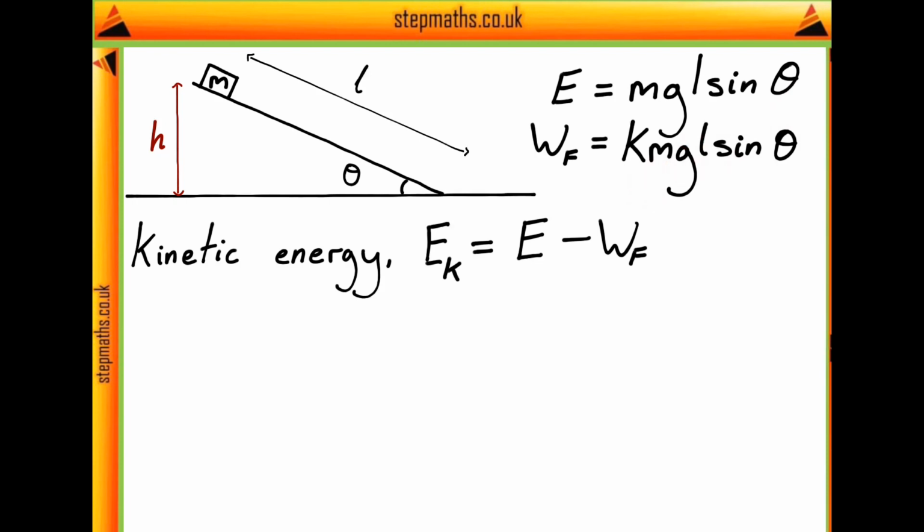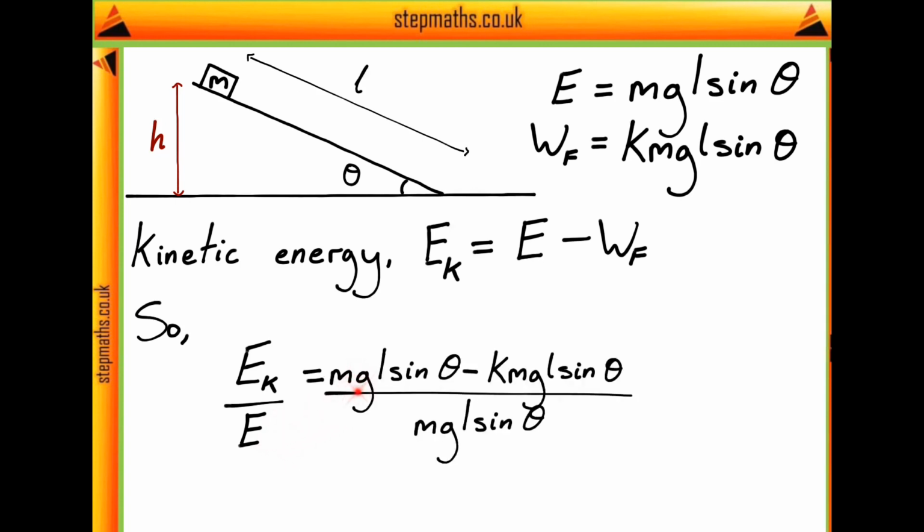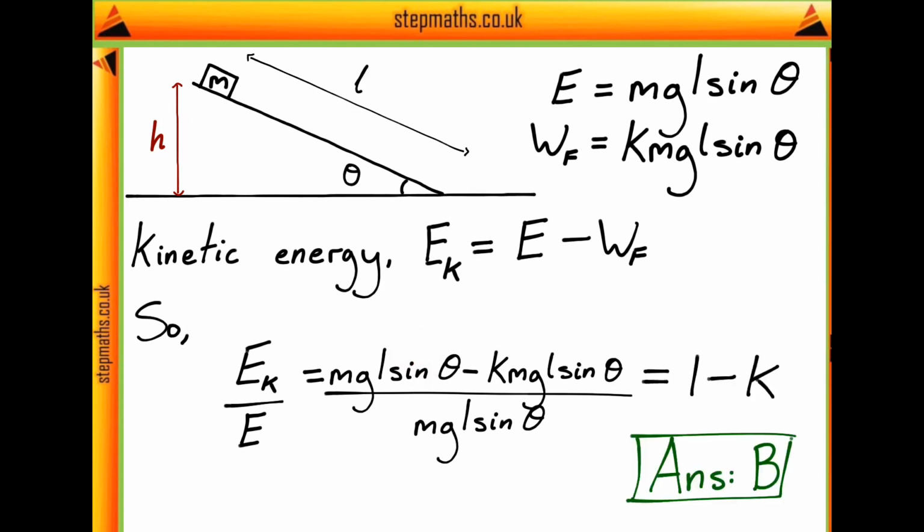So if we bear that in mind, then we can go ahead and try and find what the question is asking us, the ratio of the kinetic energy over the initial potential energy. So our kinetic energy is just our mgL sine theta, take away our K mgL sine theta, all divided by our initial energy mgL sine theta. Now, as you can tell here, mgL sine theta is going to cancel out in the denominator with the term in both terms of the numerator. So all of this is going to simplify down to just 1 minus K, which is quite nice and matches up with answer B.